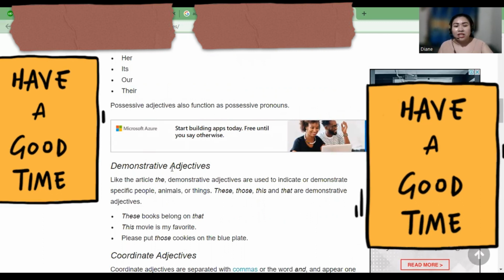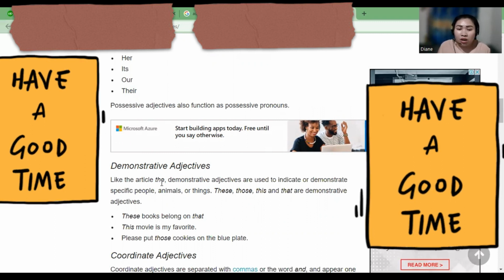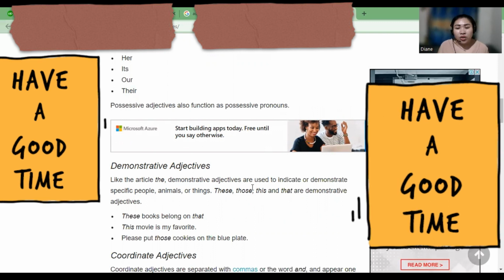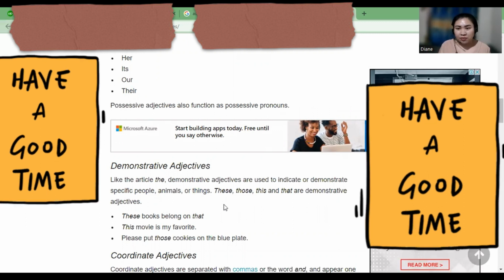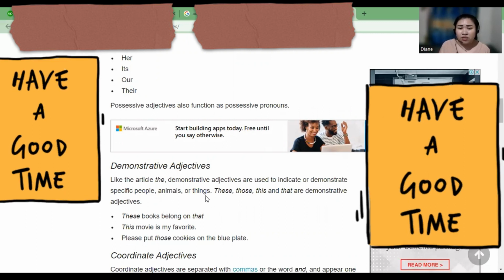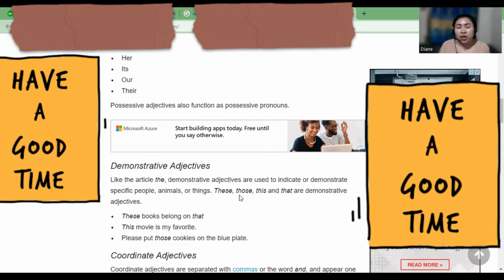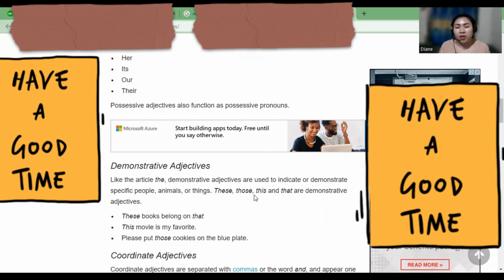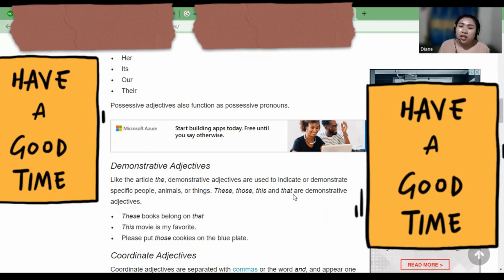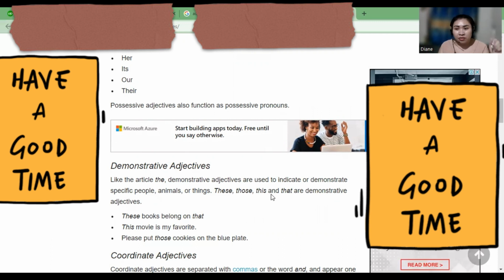We have demonstrative adjectives. What are demonstrative adjectives? Like the article the, demonstrative adjectives are used to indicate or demonstrate specific people, animals, or things. The examples for demonstrative adjectives are these, those. These two are used for plural: these for plural near, and those for plural far. This and that are for singular: this is singular near and that is singular far.